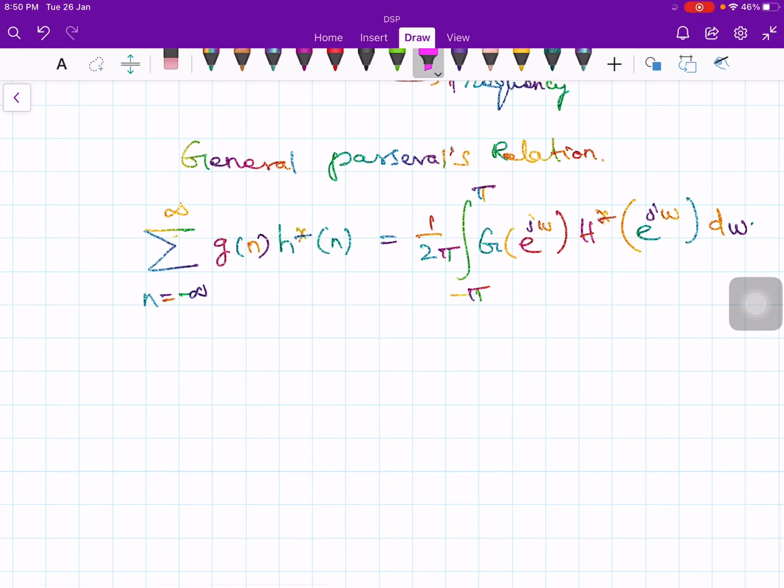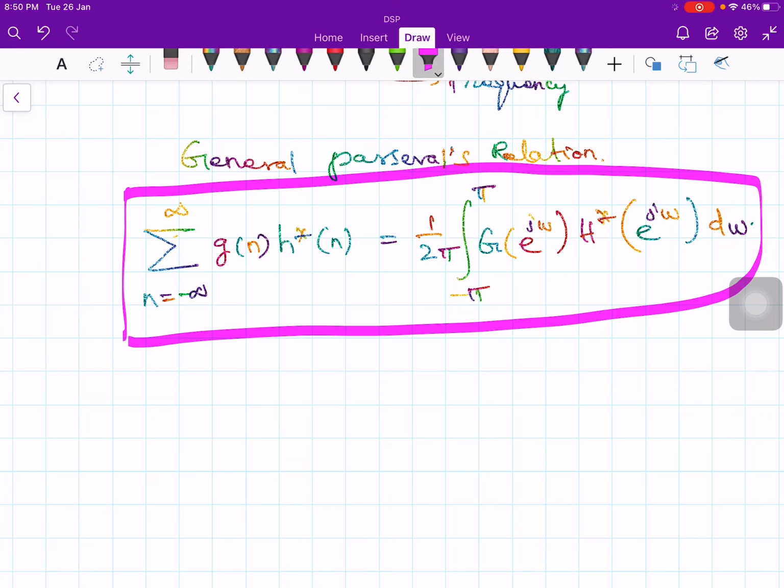and this relation is called the generalized Parseval's relation, where obviously we have assumed that both g of n and h of n can be complex. H of n can be complex, g of n also can be complex, need not be real. If it is real, then no issues, no need to take this conjugate operation.